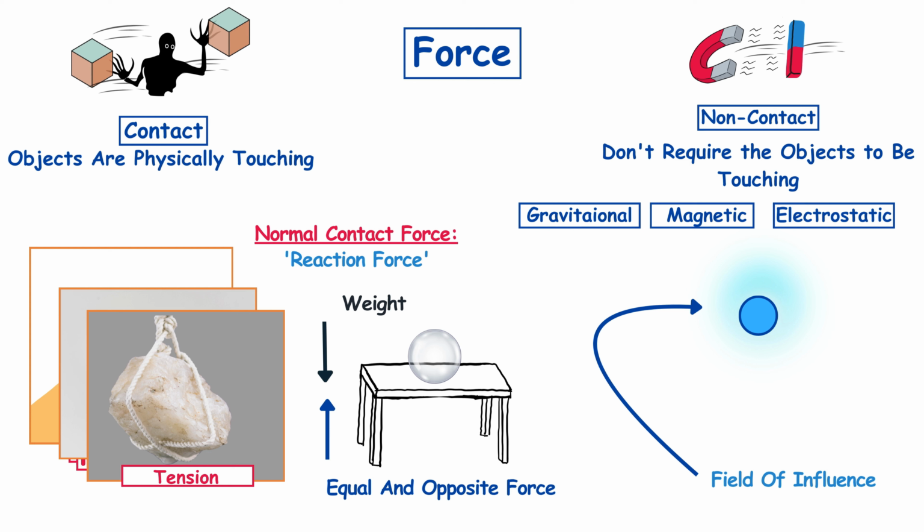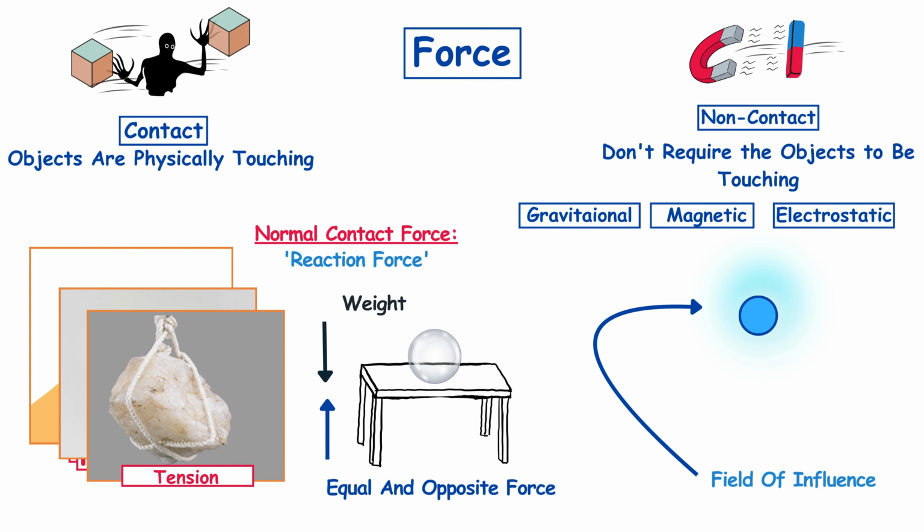Then we have the normal contact force, also called the reaction force, which happens when an object is supported by a surface. For instance, if a heavy rock is placed on a table, its weight will exert a downward force due to gravity, but the table must push back with an equal force in the opposite direction to keep the rock from falling. This upward supporting force from the table is what we call the normal contact force.